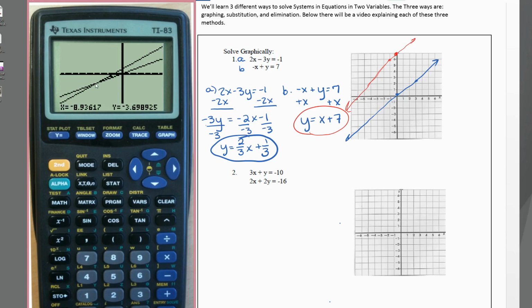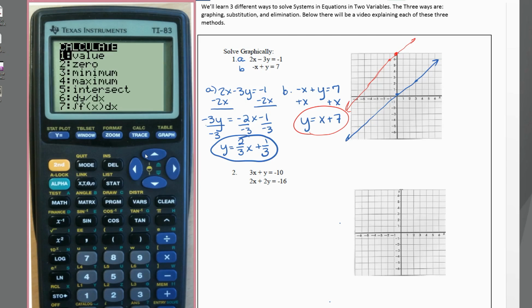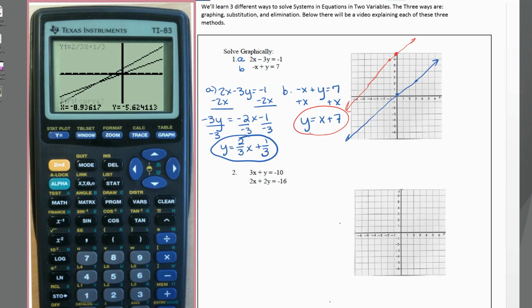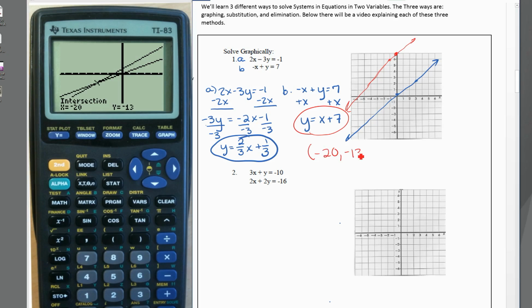Okay, there we see our intersection point, and so we're going to hit second calc, and number 5 is intersect, so we go down to number 5 and hit enter. And we're going to say enter, jump to the other curve, enter. You can give a guess, you can move it down, enter. Okay, and here we see our intersection is at -20, -13. And that's going to be our solution.